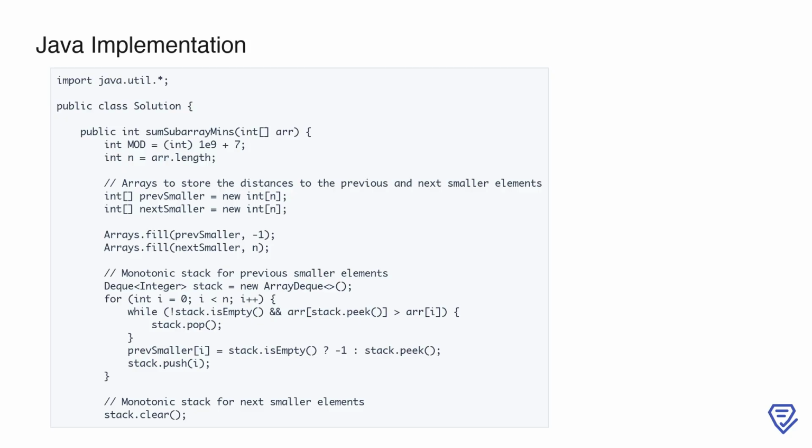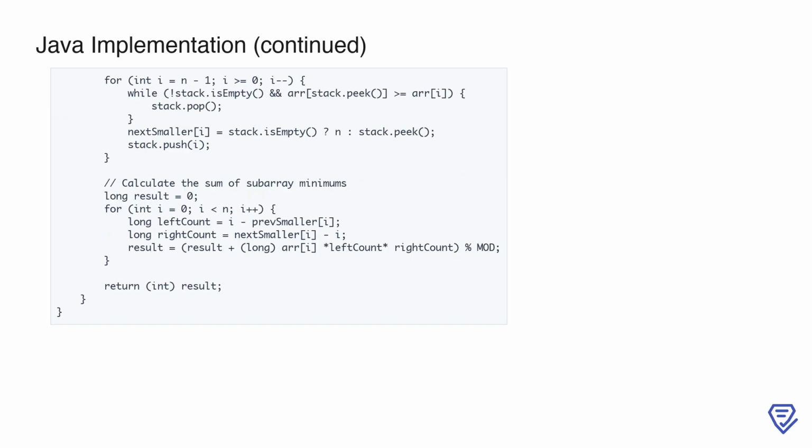To find the previous smaller elements, we use a monotonic stack. We iterate through the array, and for each element, we ensure that the stack only contains indices of elements smaller than the current one. If the stack's top element is greater, we pop it. Once the stack is in a valid state, the top of the stack gives us the index of the previous smaller element. If the stack is empty, it means no smaller element exists, so we leave the value as -1. The current index is then pushed onto the stack for future comparisons. This prepares us for efficiently determining the previous smaller elements for all indices.